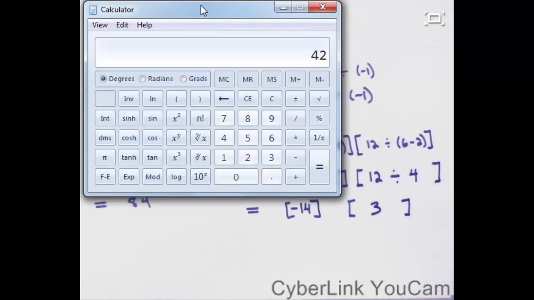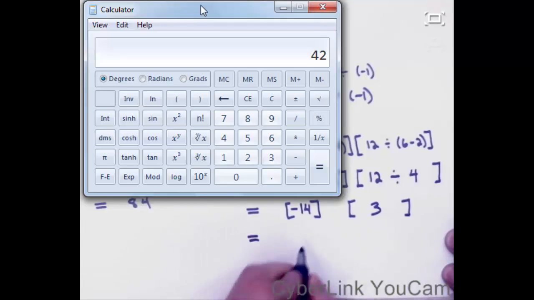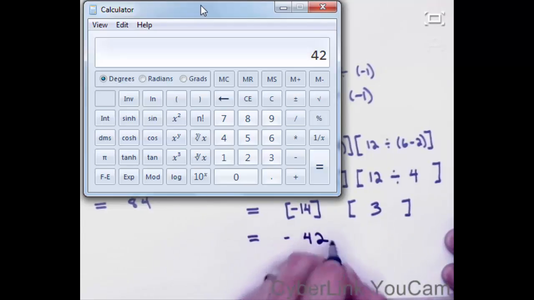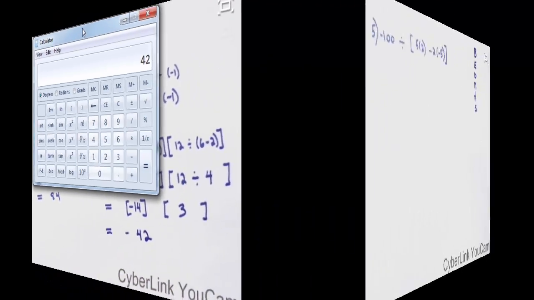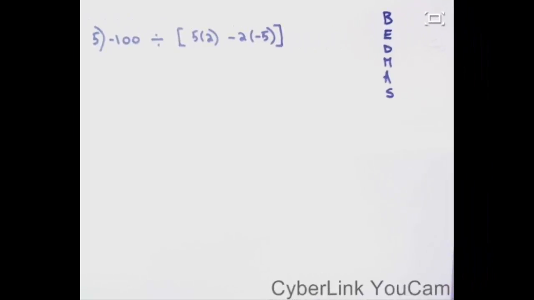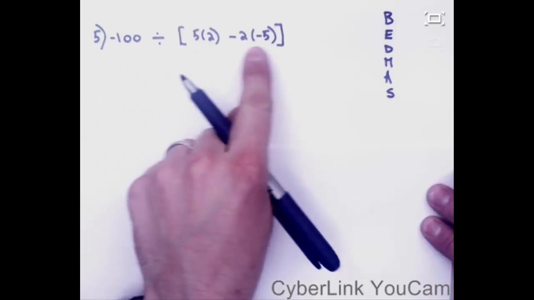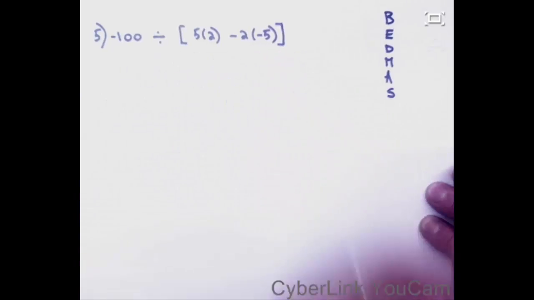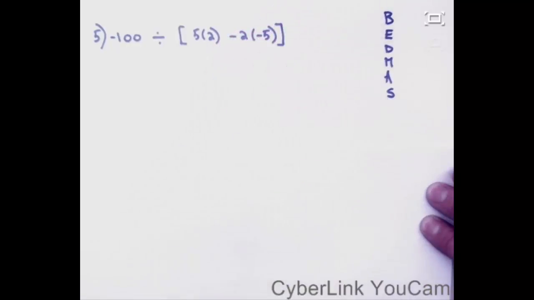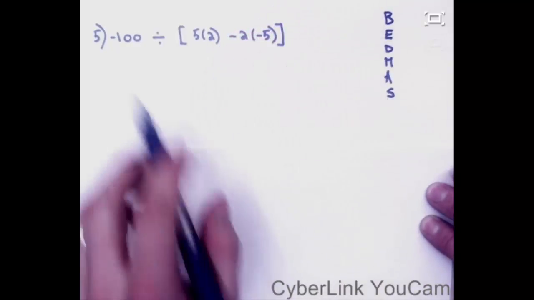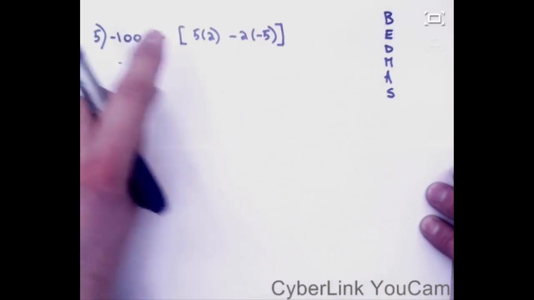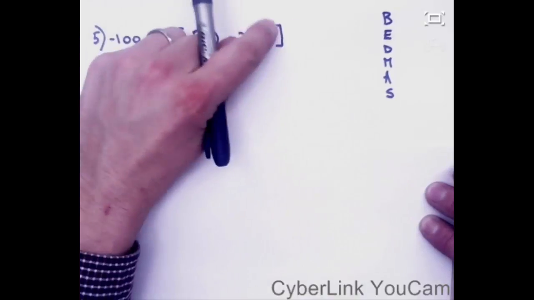Gives 42. Watch your signs though, they're opposites, so this is negative 42. Okay, example 5 here. So it's a pretty big example. So I wrote Bedmas out here because I've always got that in the back of my mind. First thing I need to look for is brackets. And there I see the square brackets.